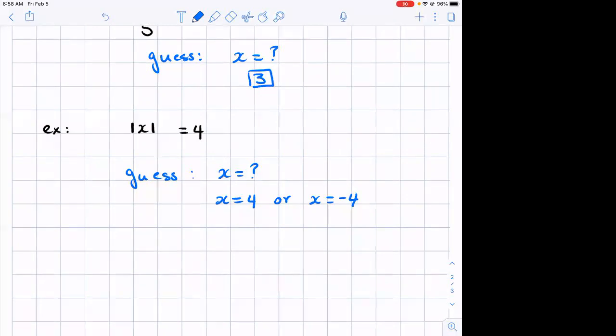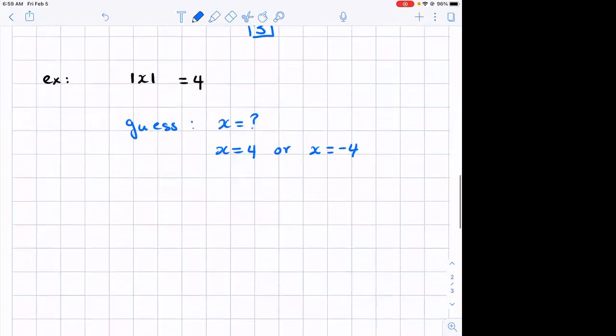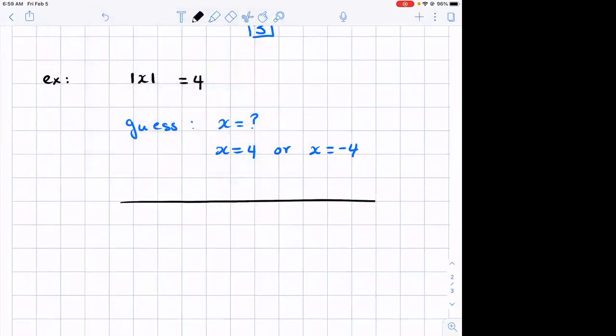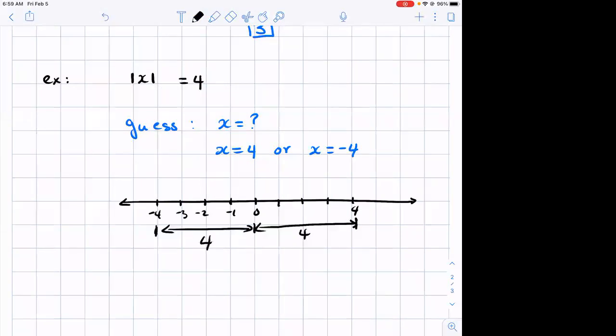Because the distance from 0 to 4, if we look at this, if here is 0, 1, 2, 3, 4, this distance here is 4. Likewise, -1, -2, -3, -4, this distance here is also equal to 4. So the x value could be -4 or +4.